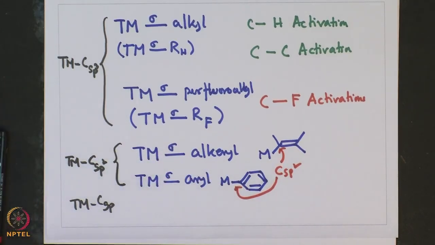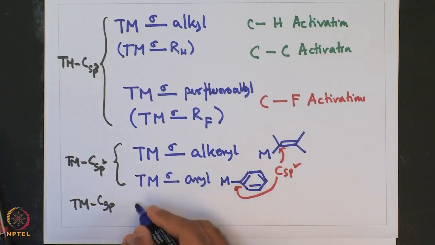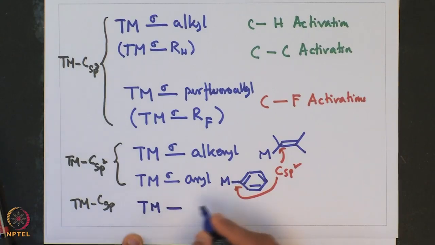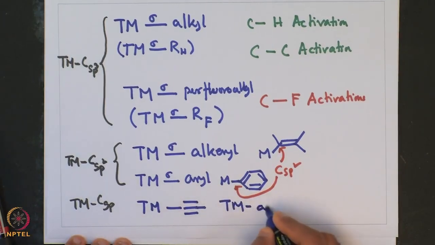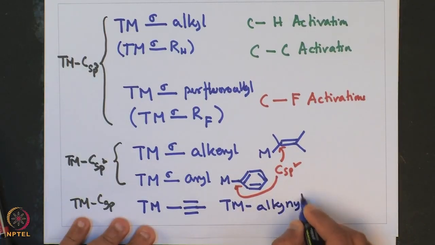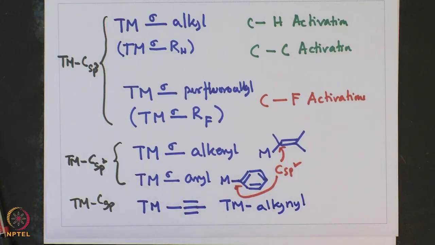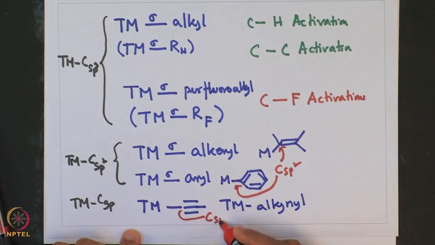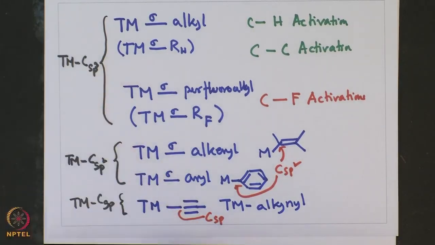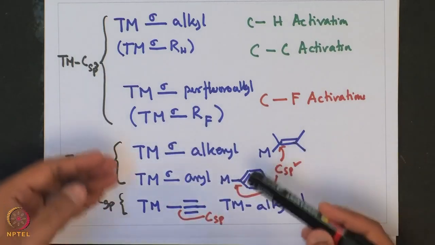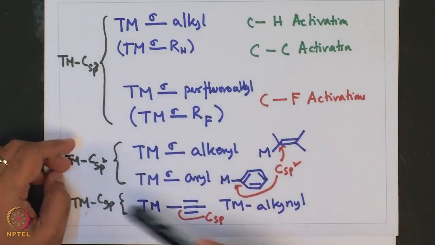And as for the transition metal sp type, we are going to talk about transition metal alkynyl complexes, and these are called alkynyl complexes where this carbon is C sp. So, over the last few lectures, we have covered up to this part, and now we are going to go and look into these two kinds of systems.